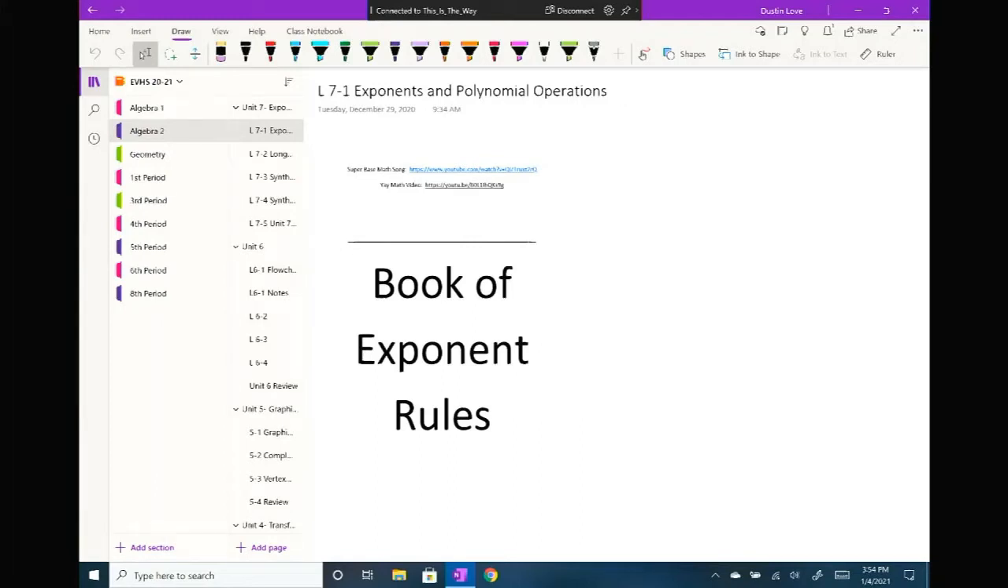Welcome back, Patriots. Time to start semester 2 of Algebra 2, and we're going to start off reviewing stuff that you already learned back in Algebra 1. Nothing really new today, just going to be reviewing all of your exponent rules.